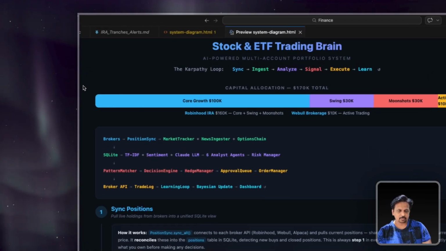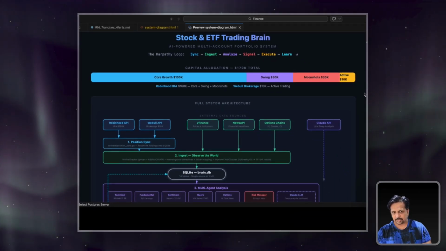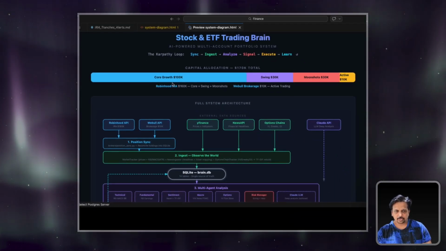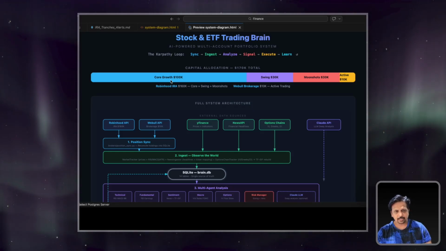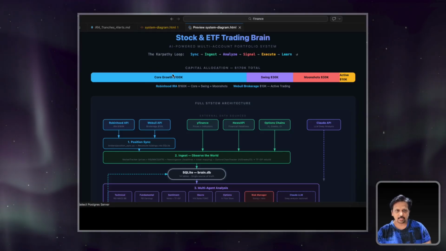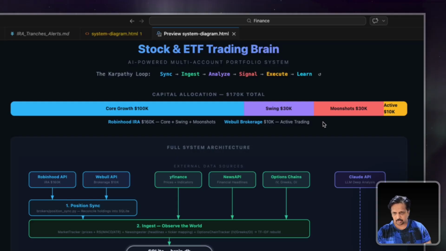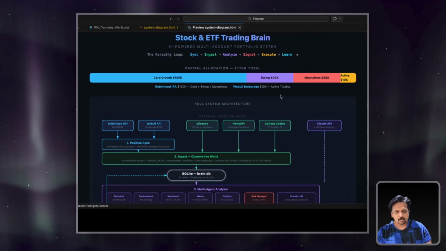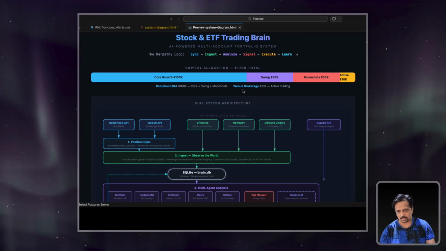Now, another factor to consider: if you look at this entire area, let's say I want a capital allocation of 170K. The core growth, which could be in an IRA segment, you don't want to be allocating in high-risk capital. This has to be in one portfolio, and then the swing has to be in another portfolio, and let's say the moonshot should be in another portfolio. So all these things are different depending on what the purpose of the portfolio itself is.